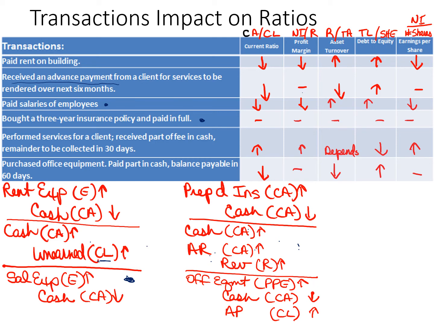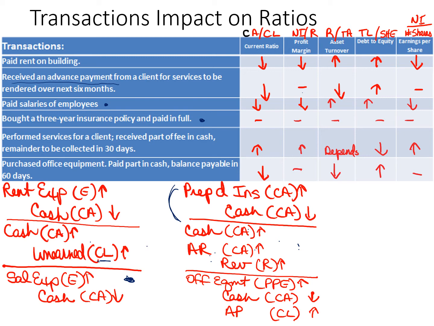Bought a 3-year insurance policy and paid in full. That's where I debit prepaid insurance, which means current assets are going up, and current assets are also going to go down because I'm crediting cash. Thus, it has no impact on anything because I'm swapping one current asset for another.